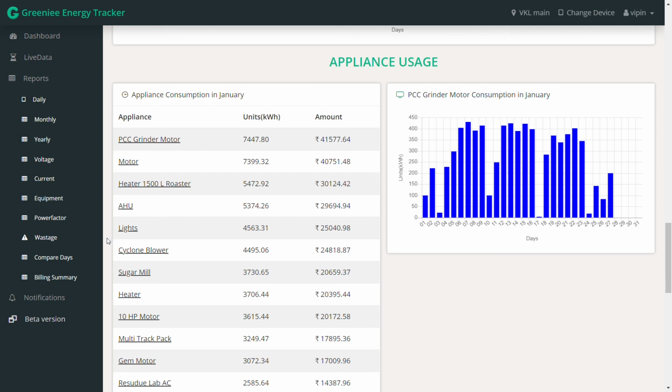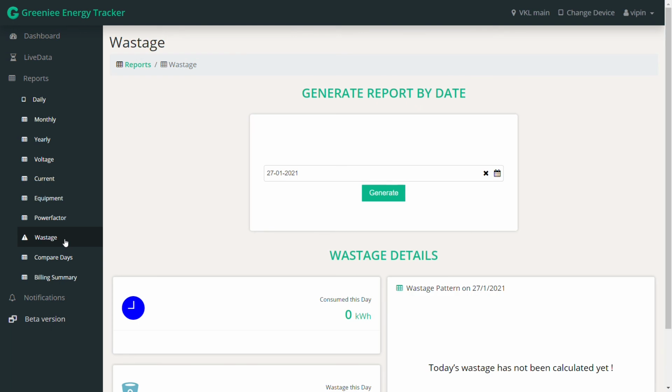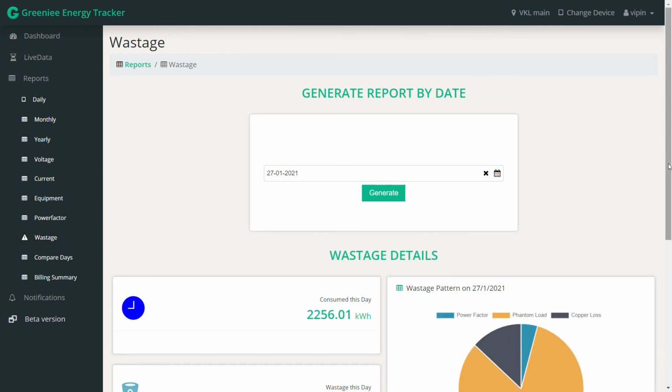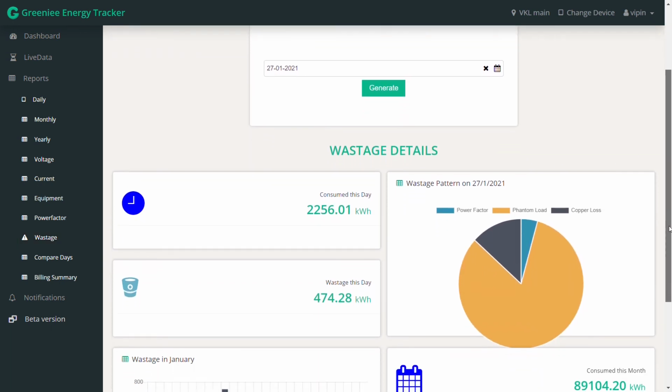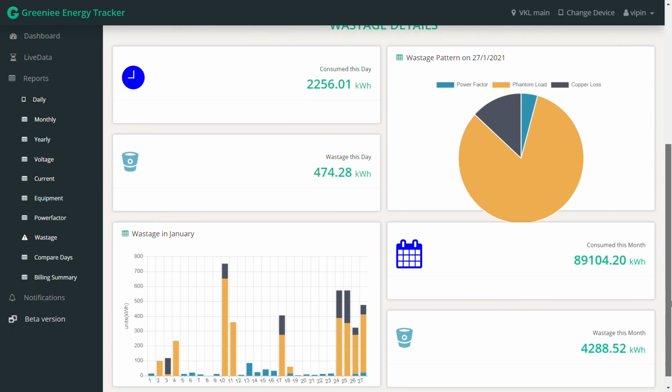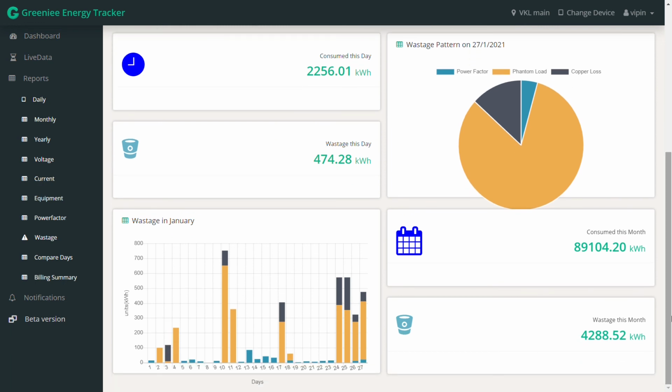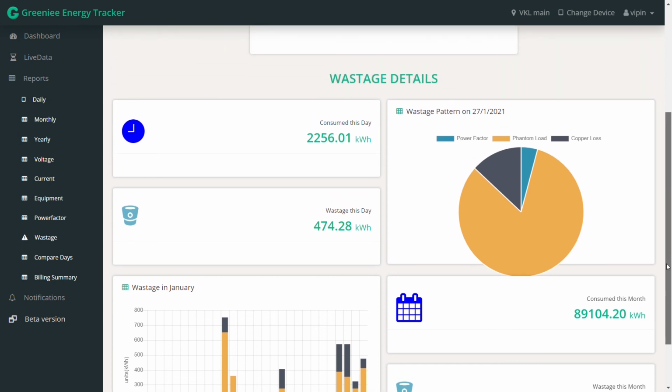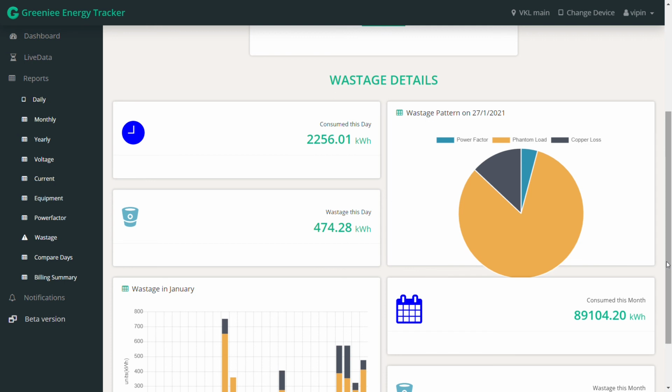Greenie software also identifies energy wastage at your premises. And how do you classify energy wastage? It can be broadly classified into 4 categories. One is the copper loss, power factor loss. With a poor power factor, you will have a higher current, which leads to higher consumption. The other one is the phantom load, which is the always on load. You should look at optimizing it. And the last type of wastage is equipment wastage, which is because of any technical issue.